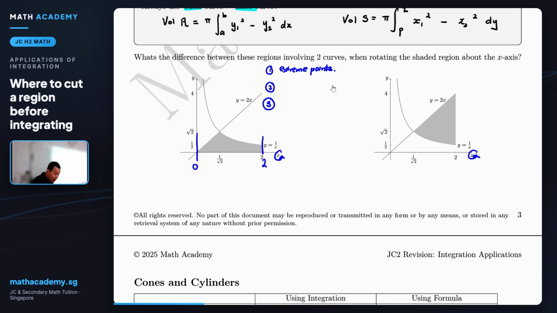Number 2, look at any intersection points between the graphs or not. In my region here, did my graphs intersect? There's this intersection point, cut it up.